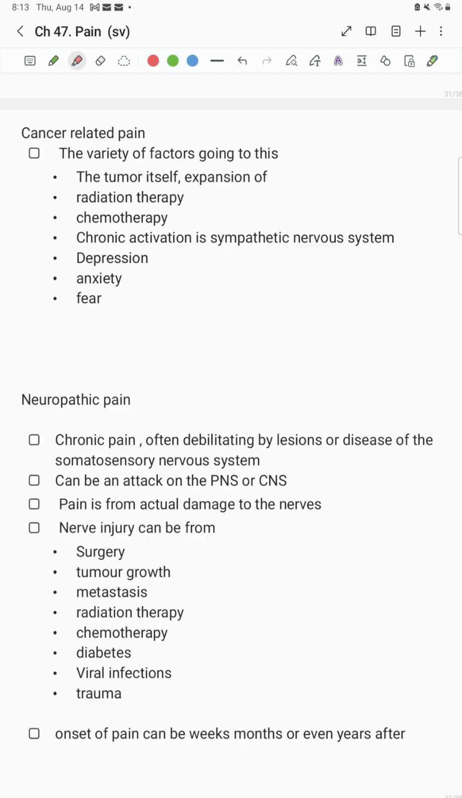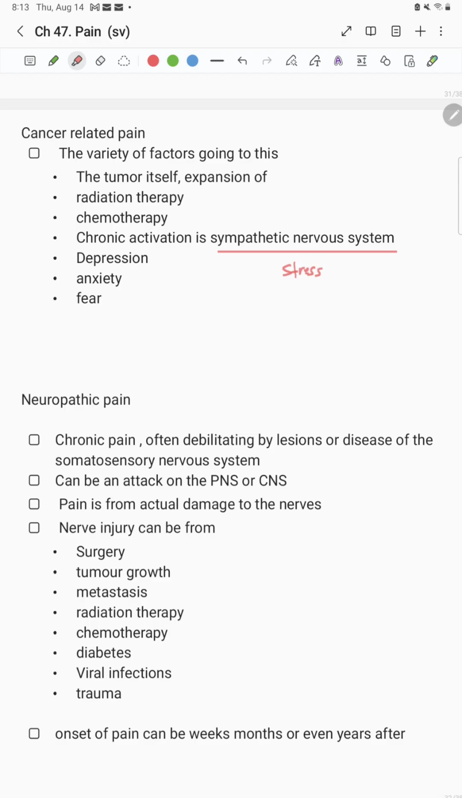Cancer-related pain. A variety of factors go into this. The tumor itself and the expansion of the tumor, radiation therapy, chemotherapy, the chronic activation of the sympathetic nervous system, right? So that's your stress nervous system.